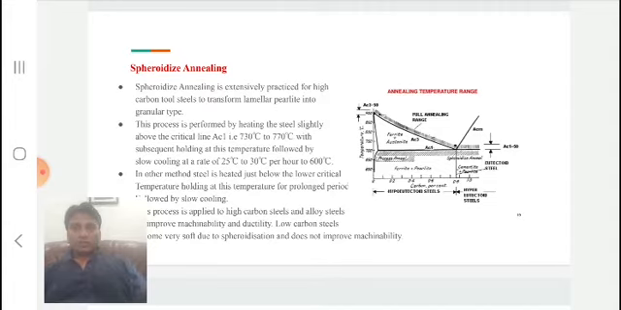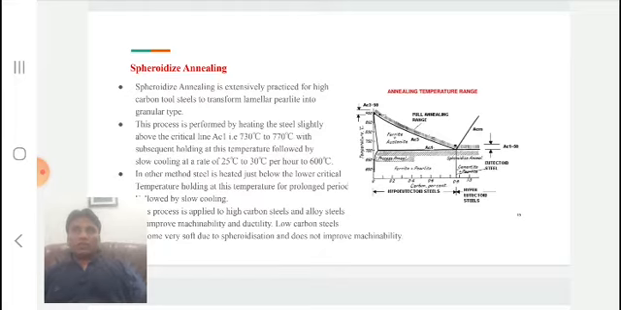It is almost the same as subcritical or process annealing, whereas in process annealing only hypoeutectoid steels are subjected to the subcritical annealing process, in the spheroidized annealing process the hypereutectoid steels, that is high carbon steels, are subjected to spheroidized annealing.